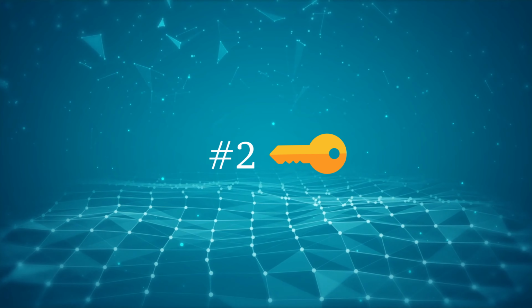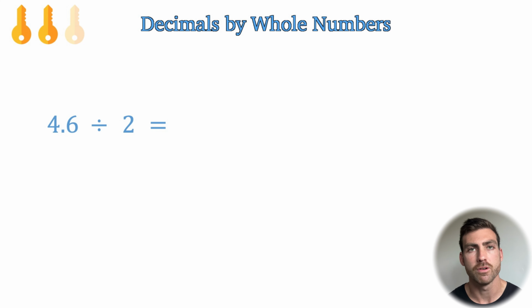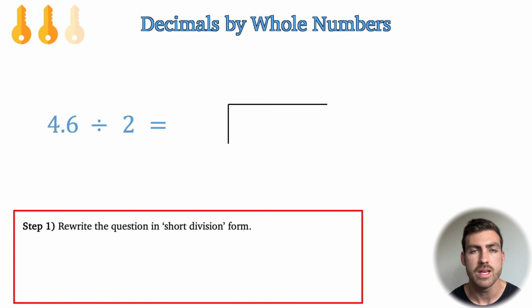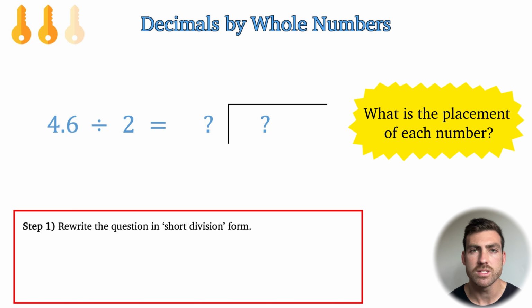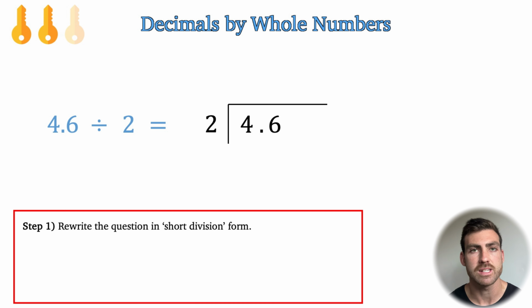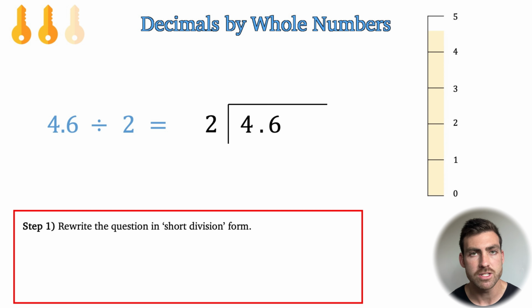Now the second key. Here you'll learn exactly how to divide decimals by whole numbers. If we were given the following problem, this tells us to break 4.6 into 2 equal groups. Step 1. Rewrite the question in short division form. What is the placement of each number? Which term goes out the front and which term goes under the division bar? The 2 is here and the 4.6 is here. Here is a diagram to visually see 4.6 getting divided into 2 equal groups.